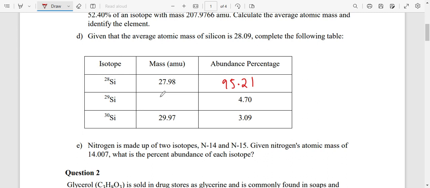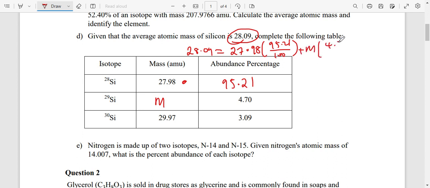Now to be able to find this value which is missing, which is the mass in this case, we are going to say the relative atomic mass, which is 28.09, is going to be equal to this mass multiplied by the abundance. So that is 27.98 multiplied by the abundance, which is 95.21, and then divide that by 100 because this is a percentage. And then plus the next mass, which we don't multiply by the abundance, which is 4.7, also divide by 100.